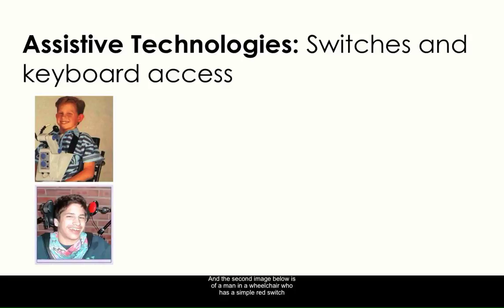And the second image below is of a man in a wheelchair who has a simple red switch to his right. He has mobility in his neck region, and he can operate a computer just by tapping the switch. There are people that edit movies, design websites, do all sorts of things with these switch systems that are very important assistive technologies. And also keyboard access for people that have fine motor issues and don't necessarily use a mouse to select information or interact with the computer is really important to consider.